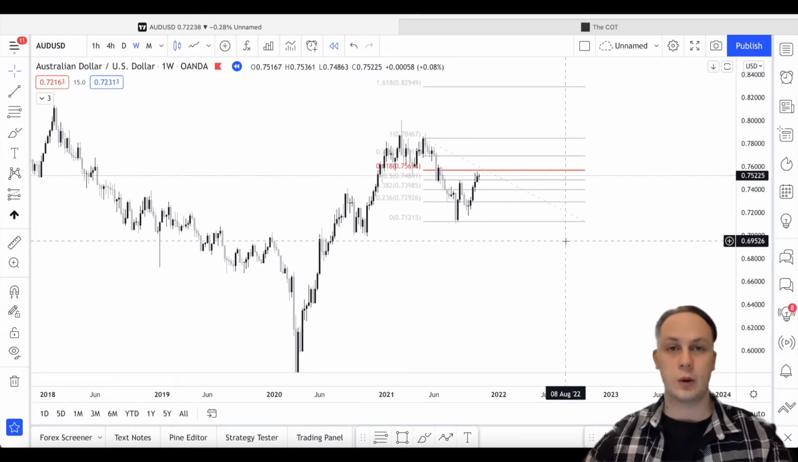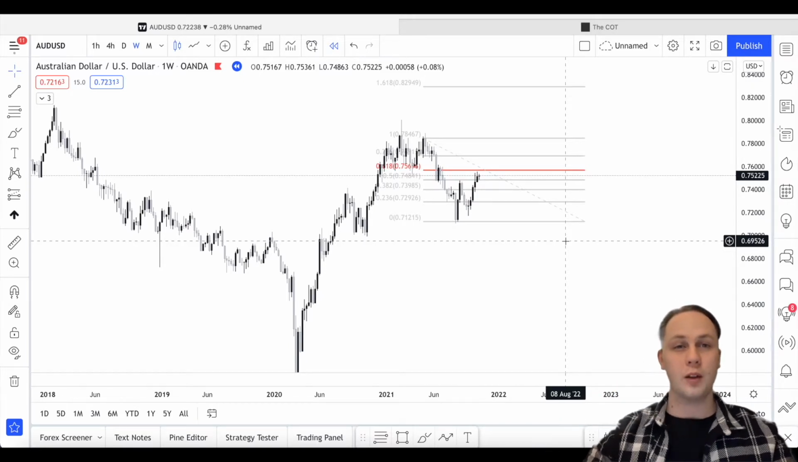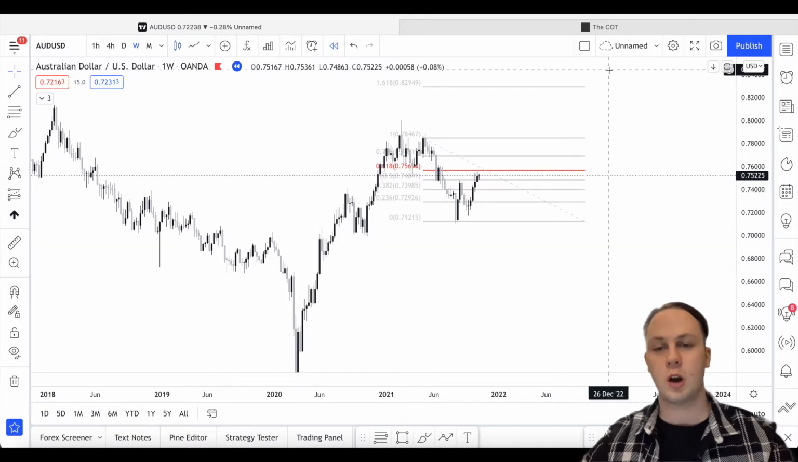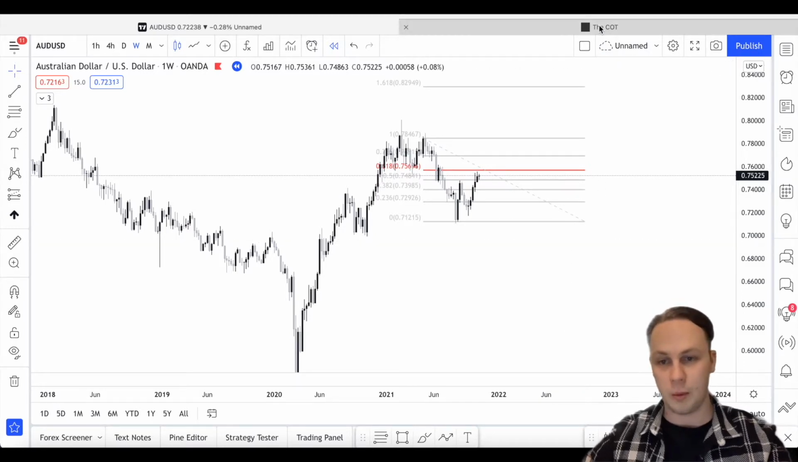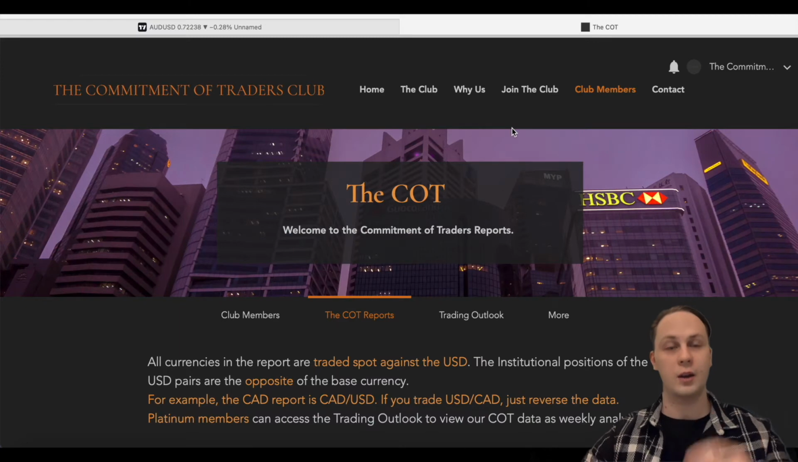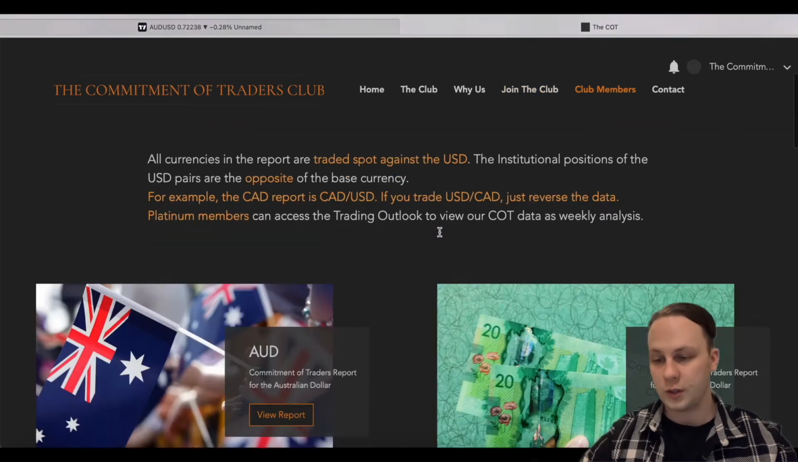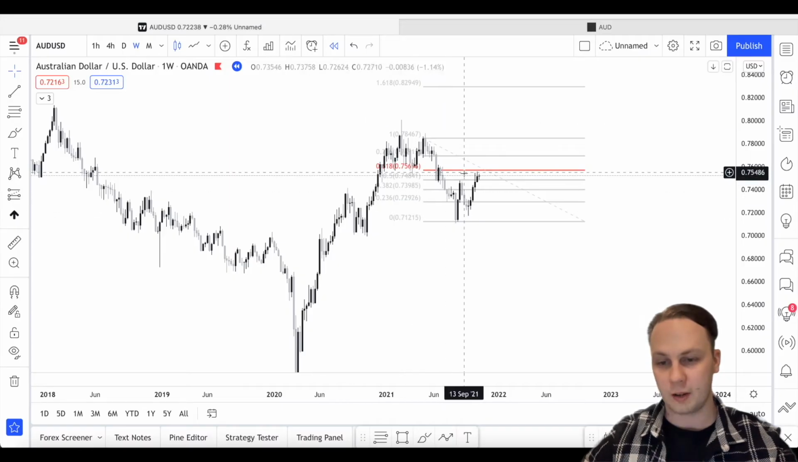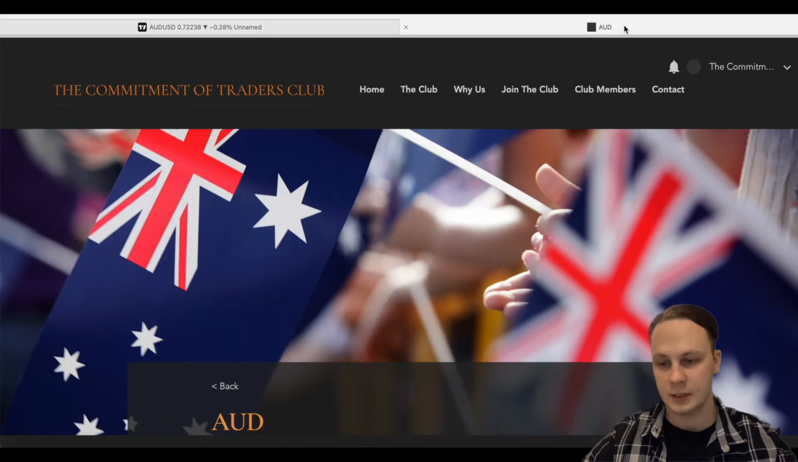Now, we've identified the trend. The second thing we need to do is, what are the banks and institutions also doing? To identify this, we go over to Commitment of Traders Club. If you're not a member, I'll leave a link below. We're going on the COT reports, looking at Australian dollar. We're trading around the first week of November.